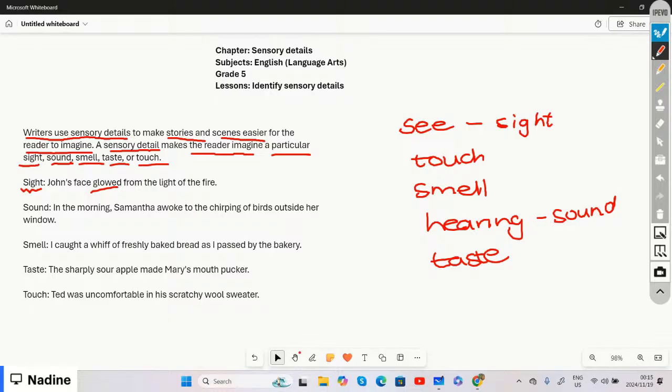Yes, I caught a whiff of freshly folded clothes. Especially that word, whiff of freshly folded clothes. Freshly will give us an idea of that nice, stay-soft smell that you get from clothes, especially when the clothes are clean and fresh. And the emphasis is on fresh, freshly folded clothes.